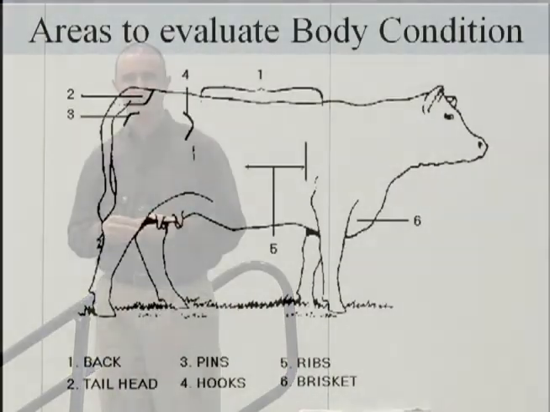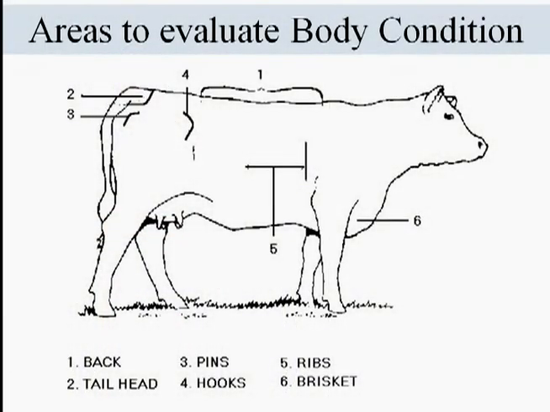Other thing I'm going to spend a fair bit of time on here is body condition. We've talked about nutrition this morning and how important it is for reproduction, but one of the ways we can measure where we're at from a nutrition standpoint in a cow herd is what we call body condition score.